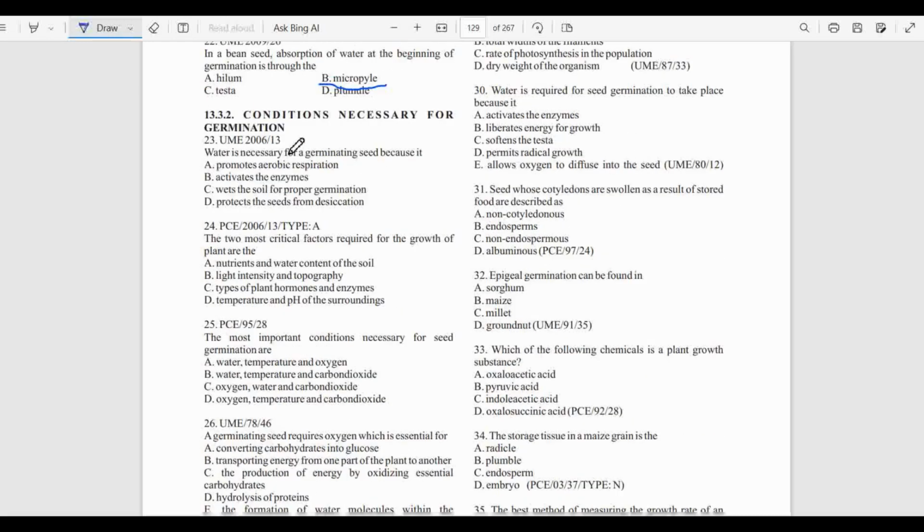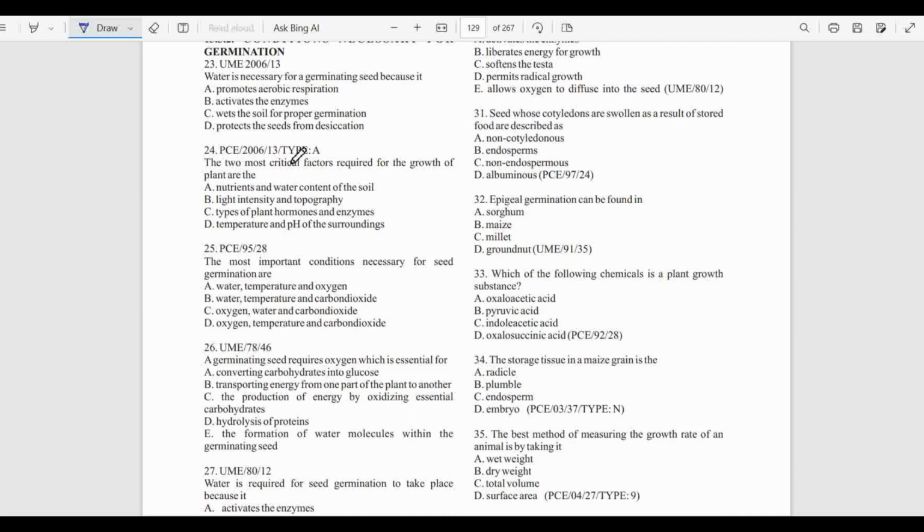Water is necessary for a germinating seed because, what does water do? Water helps to activate enzymes. It provides a medium for metabolic reactions, and it transports nutrients to the growing region of the embryo. So which of that best fits into the options? Question number 23 would be B, activation of enzymes.